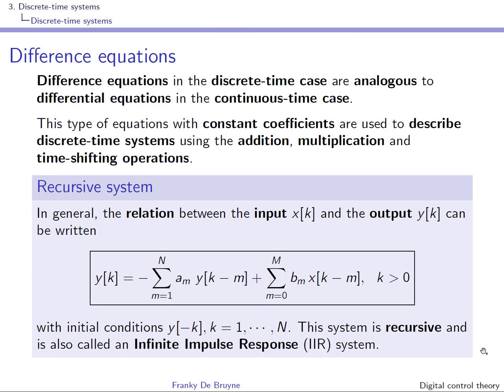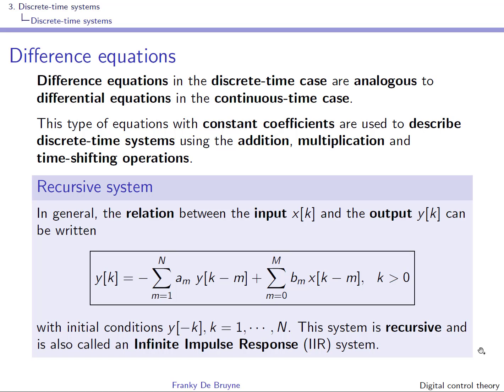We have seen that in continuous time, the system can be described by a differential equation. If the system is linear time invariant, it will be a differential equation that is linear with constant coefficients. In the discrete time case, the system can be described by difference or recursive equations. If the system is linear time invariant, we'll use linear difference equations with constant coefficients.